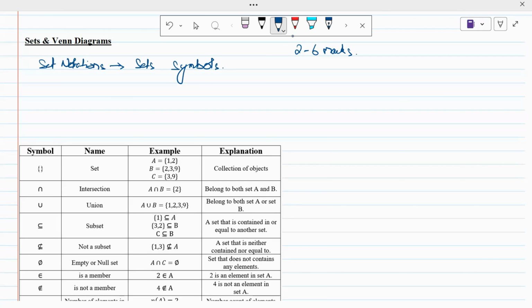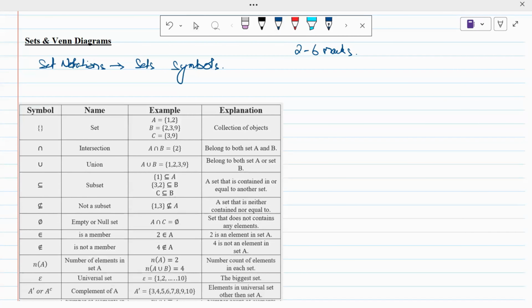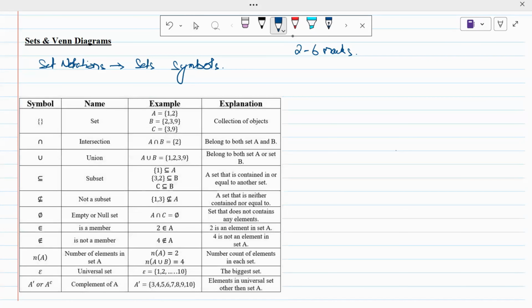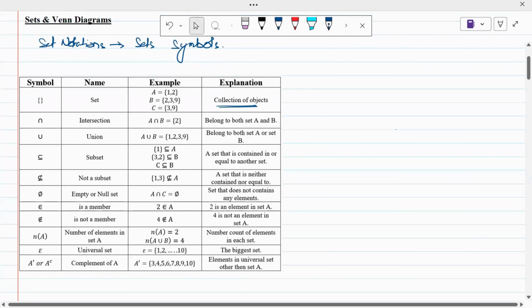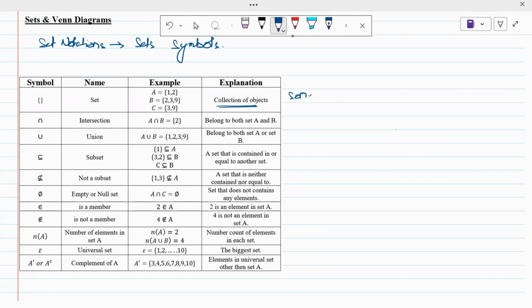Okay, starting with the definition of sets. A set is defined as a collection of objects. For a collection of objects, you have to be clear that the objects should have some similarity or characteristics.